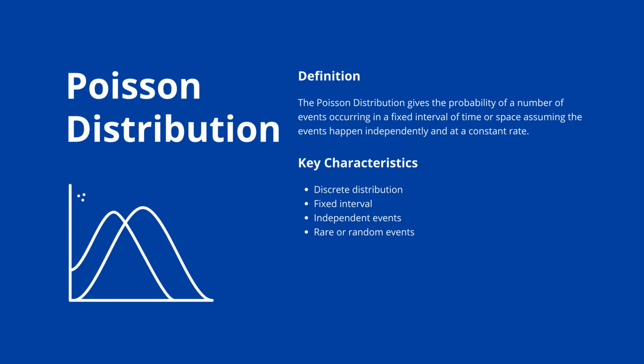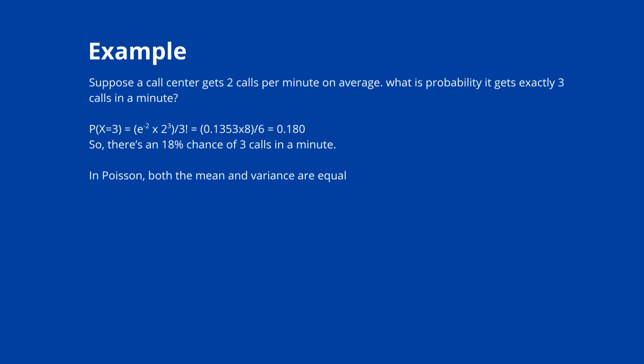Now let's see a simple example. Suppose a call center gets 2 calls per minute on average. What is the probability of getting exactly 3 calls in a minute? So lambda is 2 and k is 3. After adding all these values in the formula, we get 0.180, so there is an 18% chance of 3 calls in a minute.